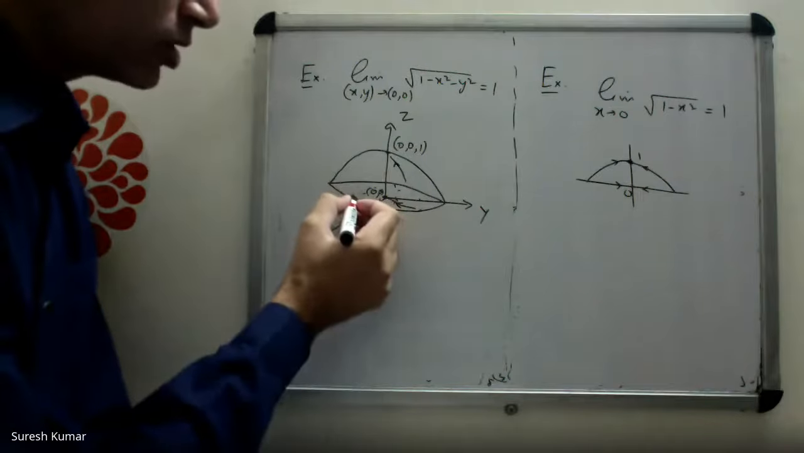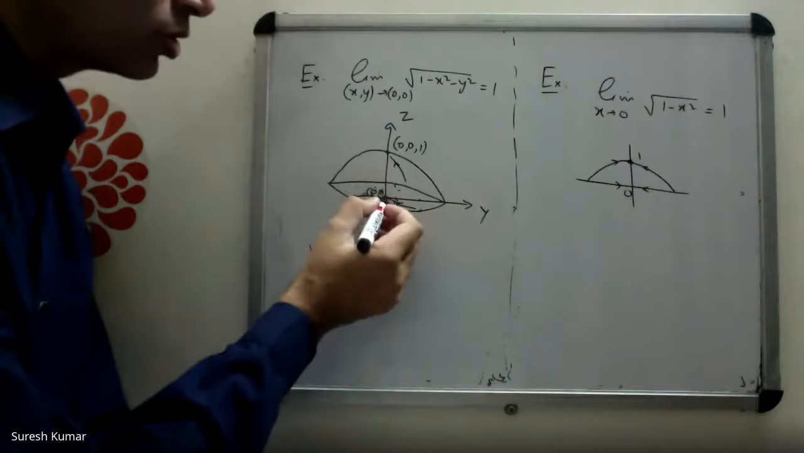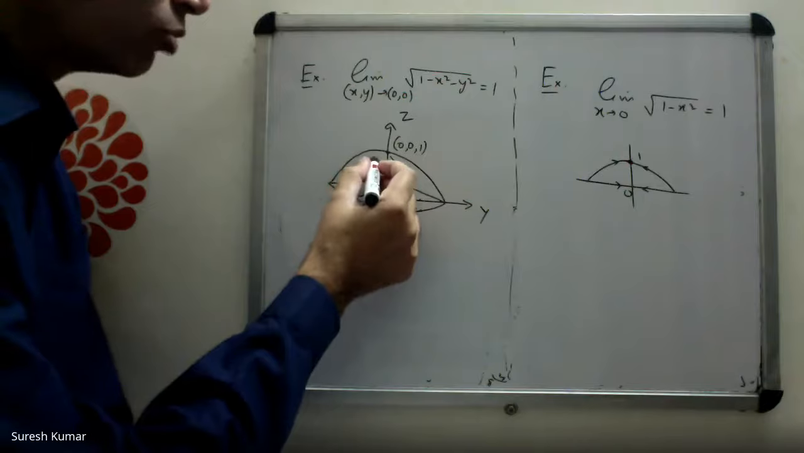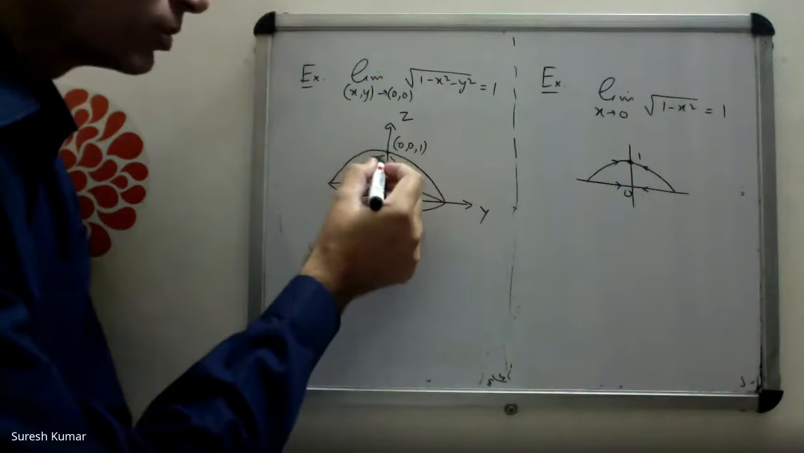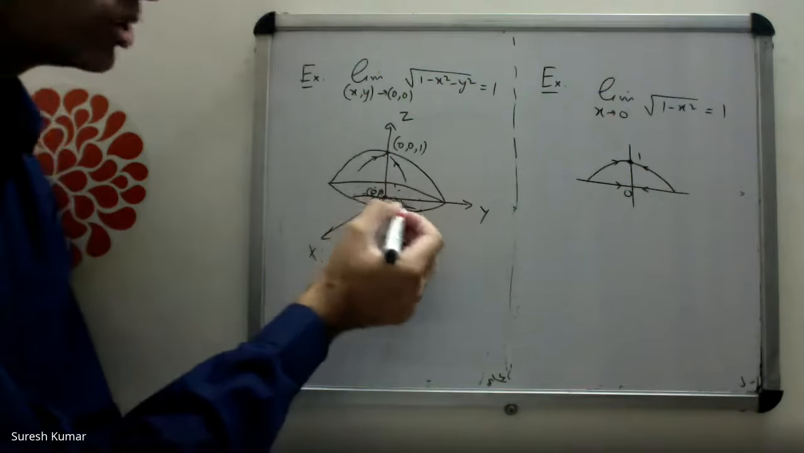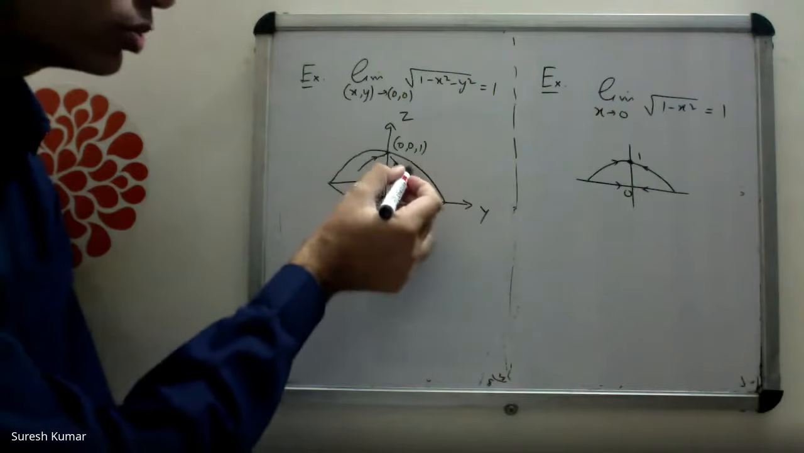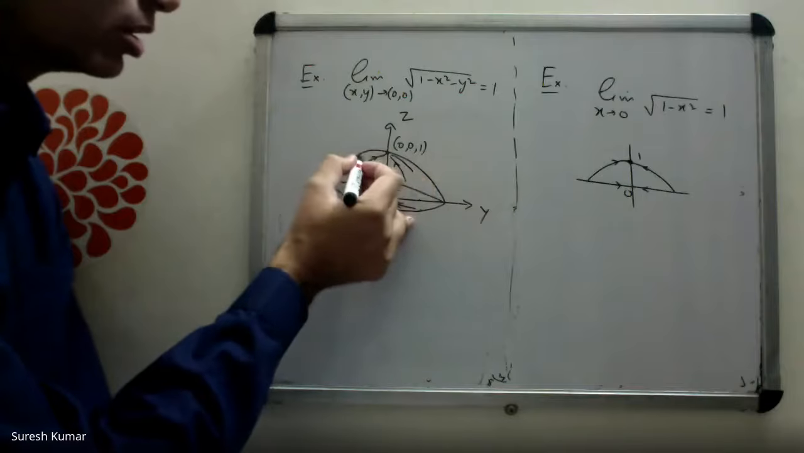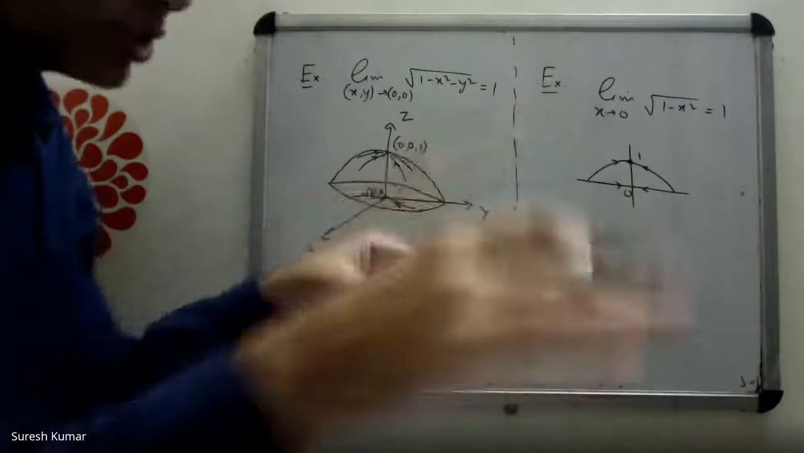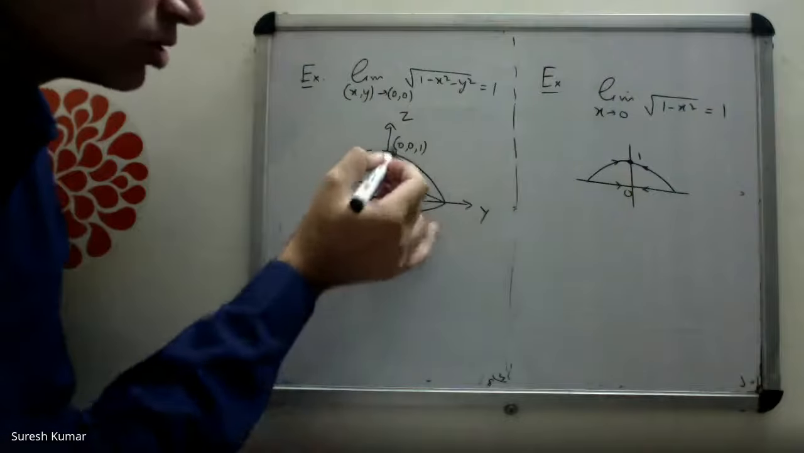This side, if you consider a curve path approaching (0, 0), the corresponding values of the function move along the surface and go to this point. So whatever path you consider in the domain along which (x, y) goes to (0, 0), the corresponding curve on the surface goes to this point. So you see what's happening? From all directions, the surface is converging to this point.